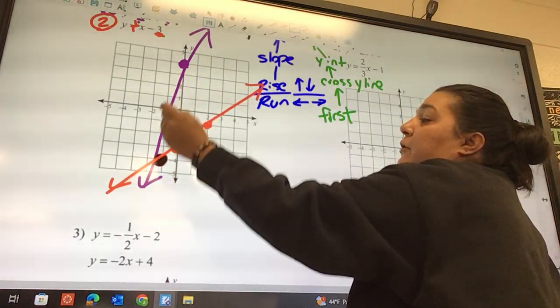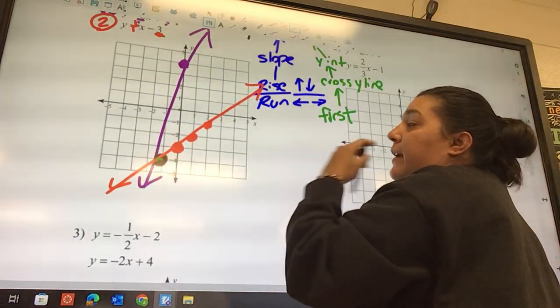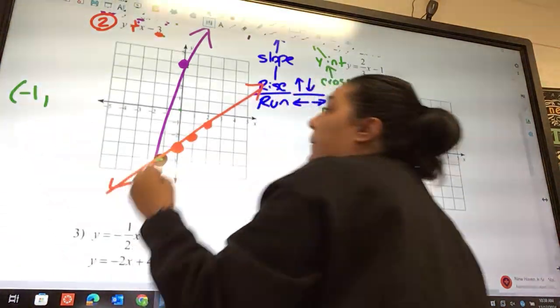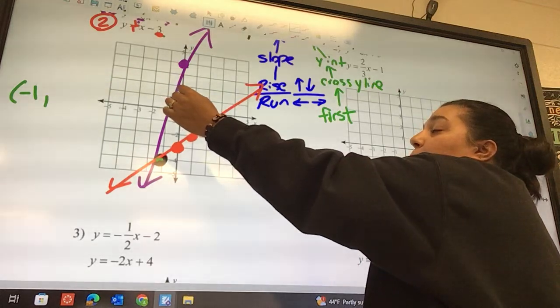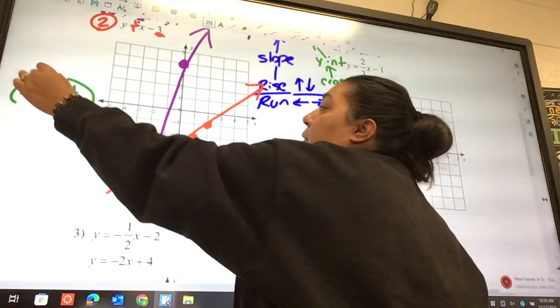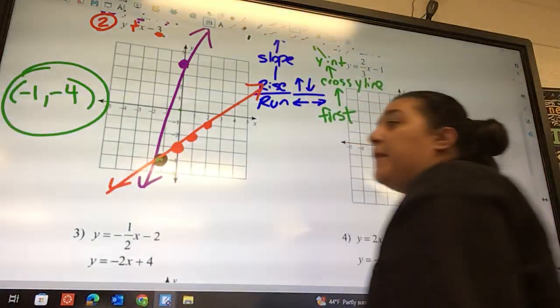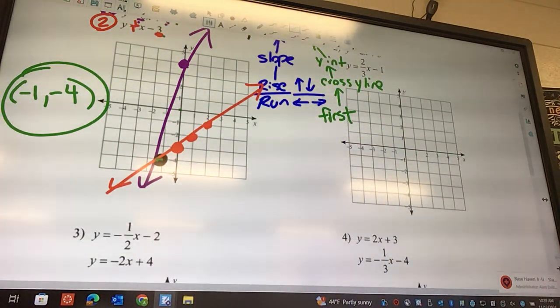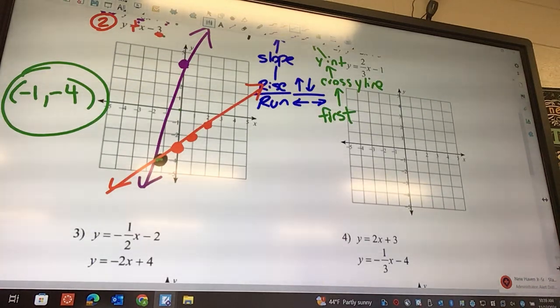How much am I going to have to go left or right? I'm trying to get to this black dot. Left 1, so it's going to be a -1. How many am I going to have to go up or down? Down 4, so it's going to be a -4. So this is my actual answer. They're going to meet up at that location, -1, -4.